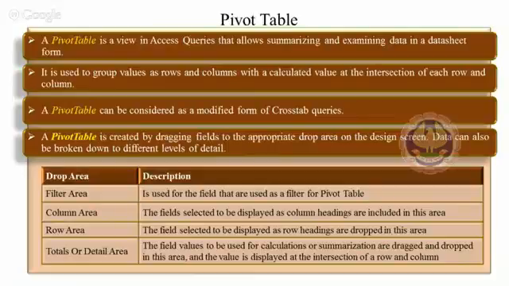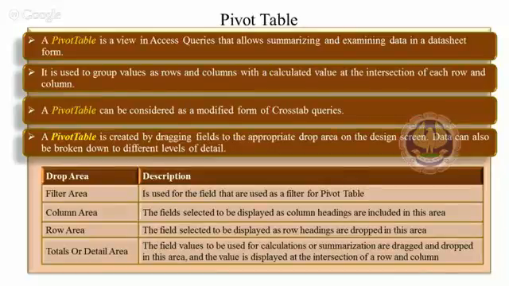The next thing is the pivot table. Now, a pivot table is a view in Access queries that allows summarizing and examining data in a datasheet form. The best way is to execute a cross-tab query, let them see the results, and use that to develop the pivot table. The explanation becomes much simpler.